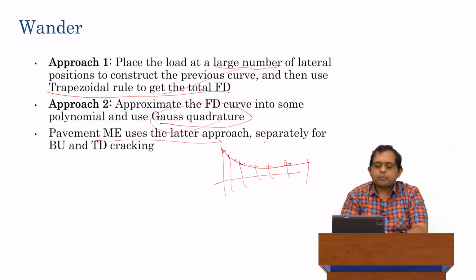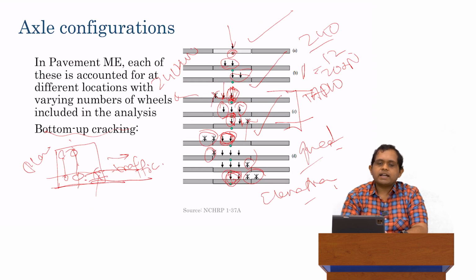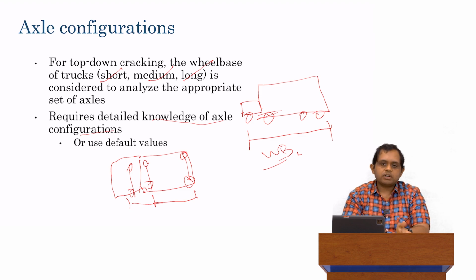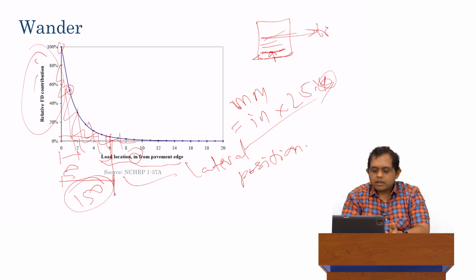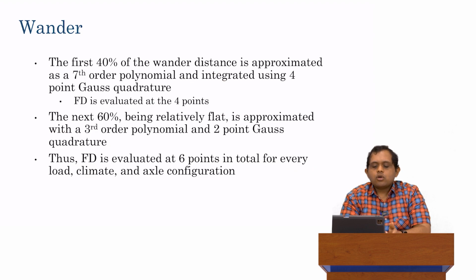This, by the way, is done separately for bottom up and top down cracking. Why? Because as I showed previously over here, for bottom up and top down cracking, the position of the loads themselves, not the lateral position, but the longitudinal position of the loads, is separate. And so this whole analysis is done separately for bottom up and top down cracking. Okay. So as I said, in this approach 2, where we use Gauss quadrature, 6 points are used in the evaluation. Why 6? Okay, the answer is as follows.